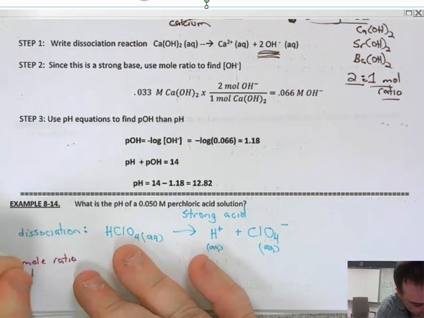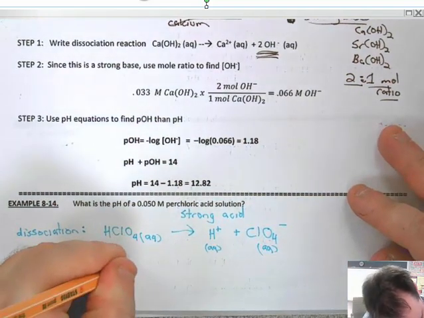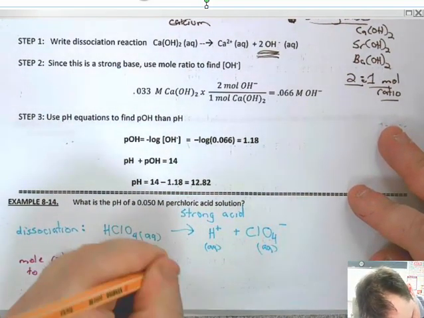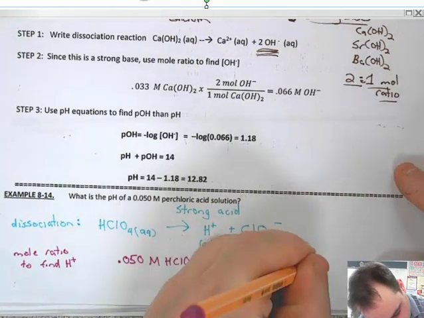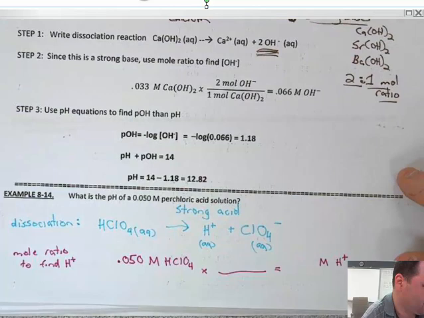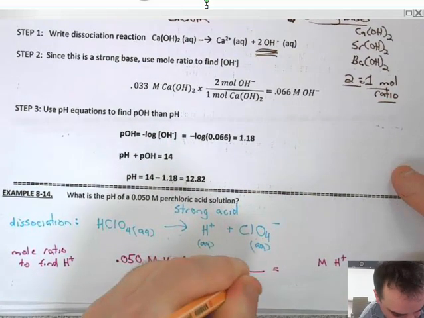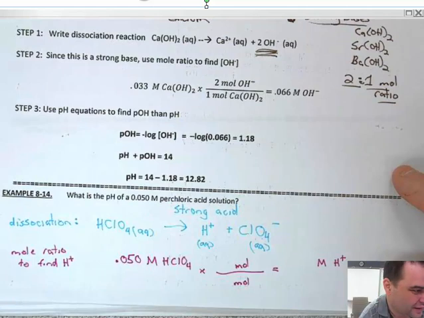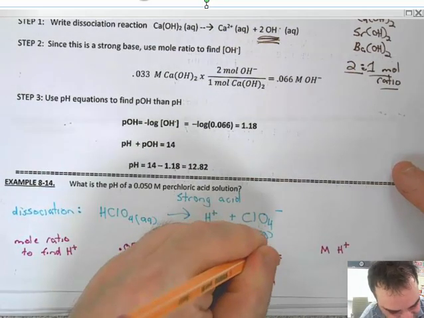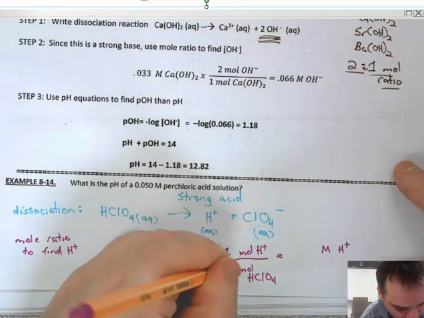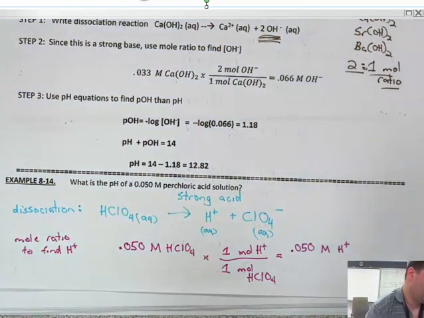The next thing we're going to do is the mole ratio to find H plus. Okay, so we know we have 0.050 molarity of HClO4. We are going to find the molarity of H plus. So we have molarity on the top, so we're going to put moles on the bottom, and then moles on the top. So we write down the substances here: HClO4, H plus. This is a 1-to-1 mole ratio, and we end up getting 0.050 molar H plus.